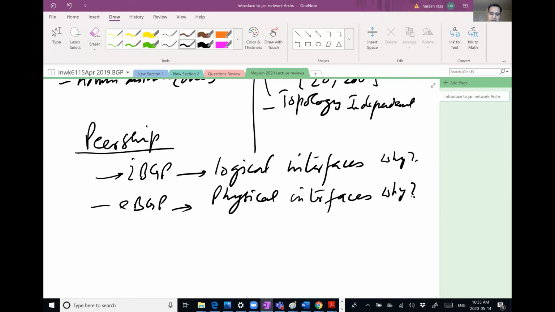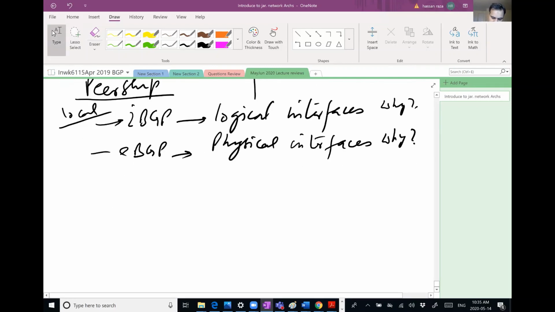So the why: logical interfaces, because they are more trustworthy, more dependable than the real interfaces. That's why we prefer them when we are local. So here we are local. When I talk about eBGP, I'm talking about others. Let's say I'm connected to Bell. If I have to make a neighborhood, let me draw it. So let's say this is Dell. This is Bell.